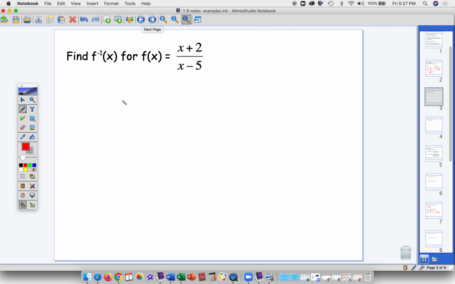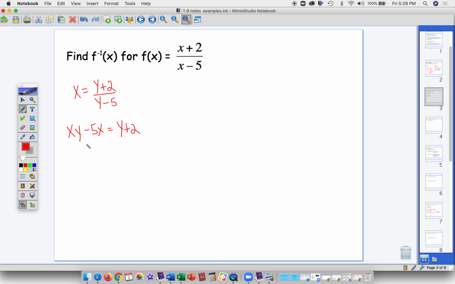Okay, find f inverse for f of x equal to x plus 2 over x minus 5. So again, I'm going to interchange x and y, and then I need to solve for y. So what I'm going to do is cross multiply and distribute the x, so I have xy minus 5x is equal to y plus 2.